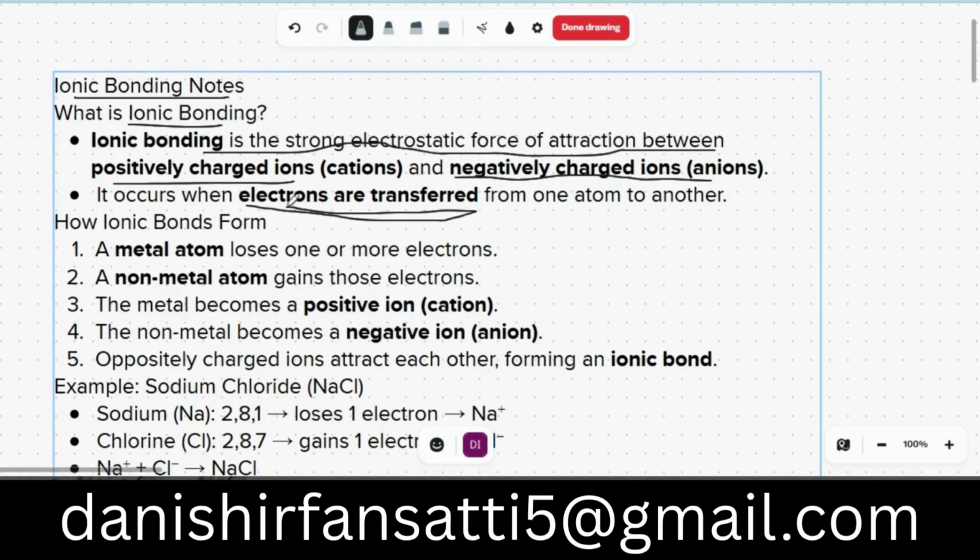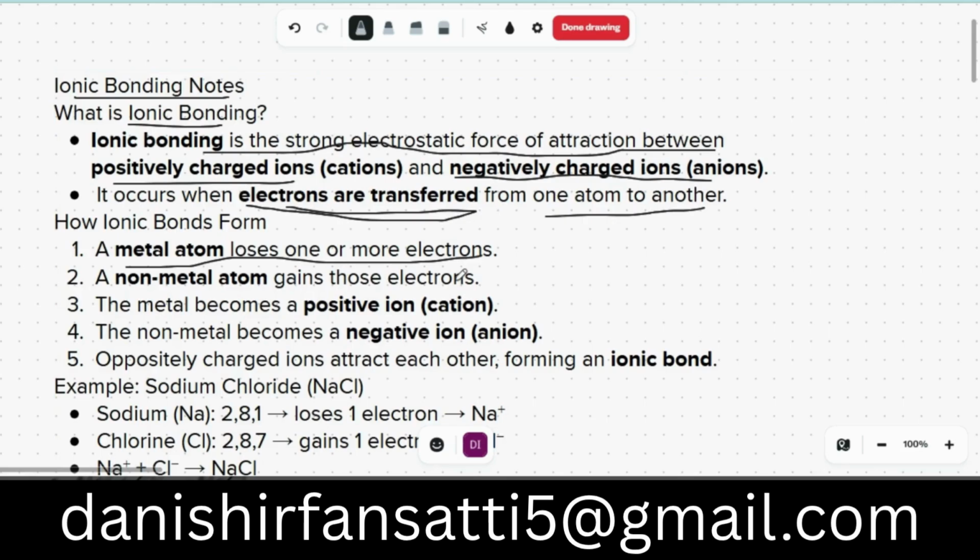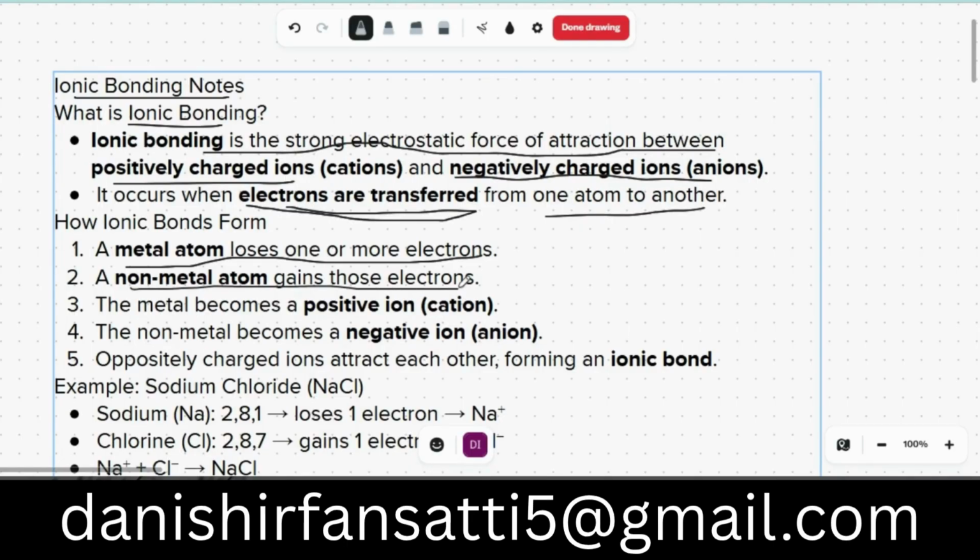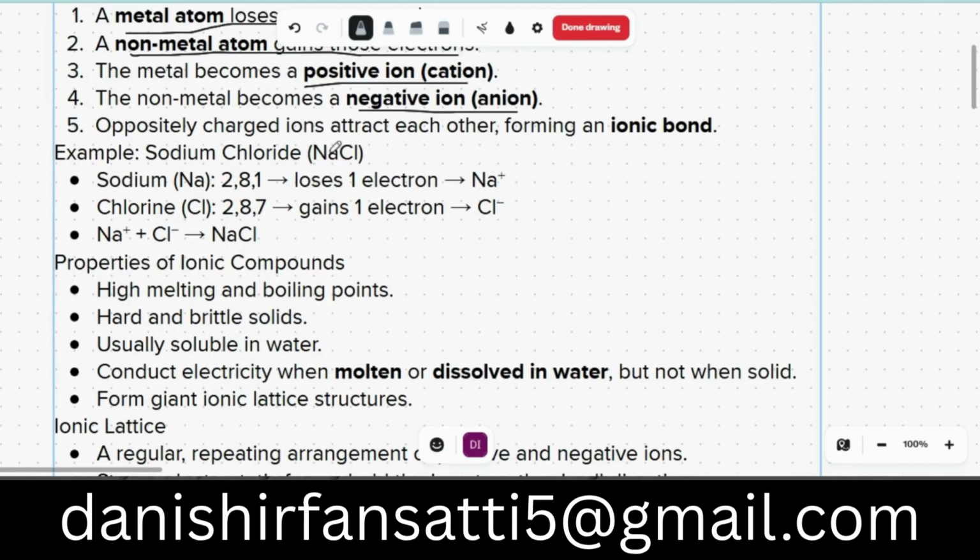In ionic bonding, electrons are transferred from the positive cation to a negative anion, from one atom to another atom. The ionic bond forms when a metal atom loses one electron or more. Whenever group 1, group 2, group 3 or transition metals lose electrons and a non-metal gains electrons, that is called ionic bonding. When a metal loses the electron, it becomes a positive ion, whereas a non-metal becomes a negative ion. Oppositely charged ions attract each other, forming an ionic bond.